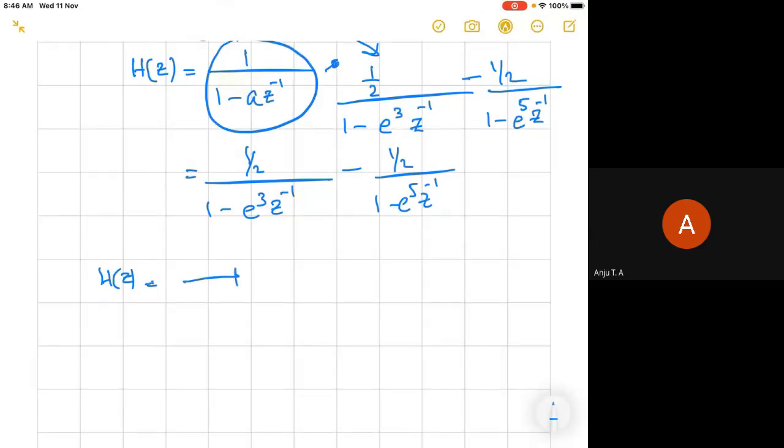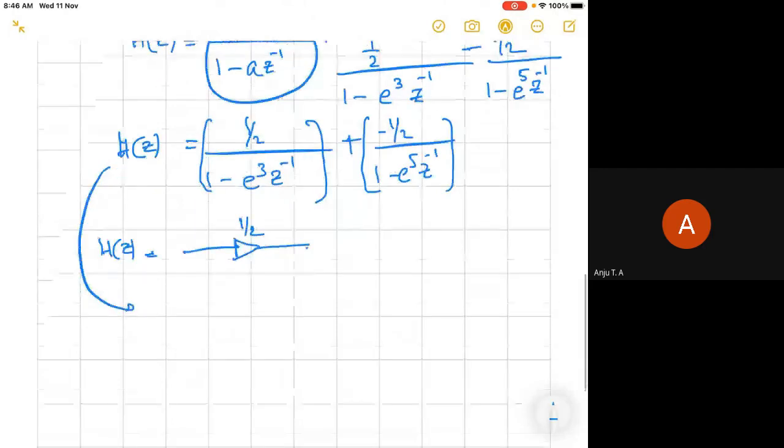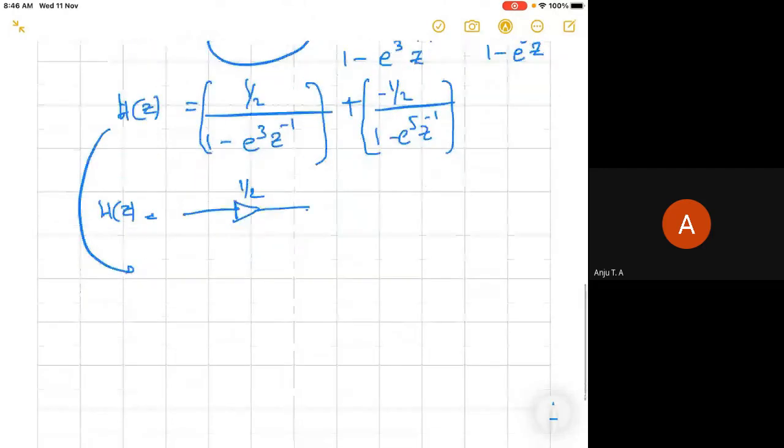So if you go for the implementation of this H(z), you have a half multiplier common to all, so you can put that half here. And then you go for two terms which are added together. So X(z) is this, plus you can put it like this. So you have two terms added together. So basically, let us write this as Y(z) by X(z).